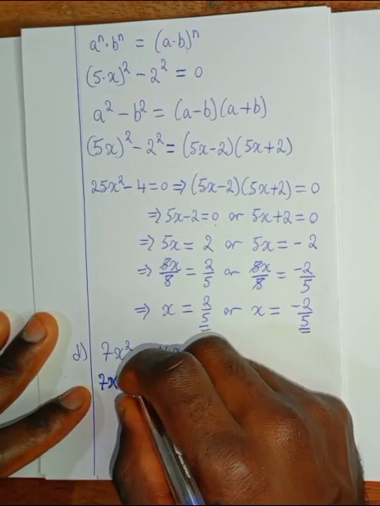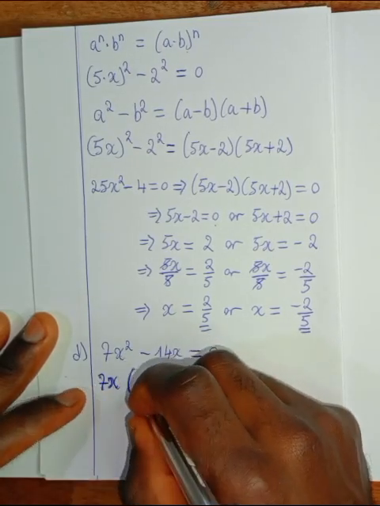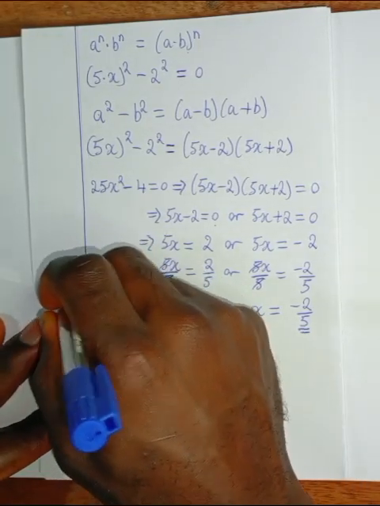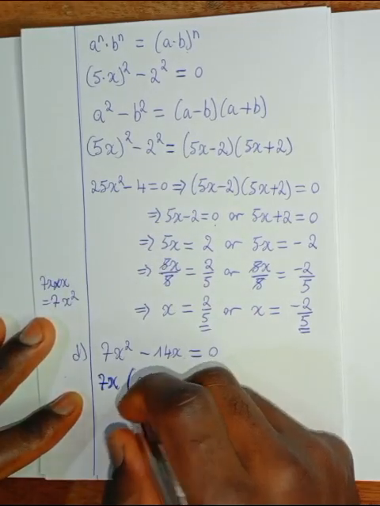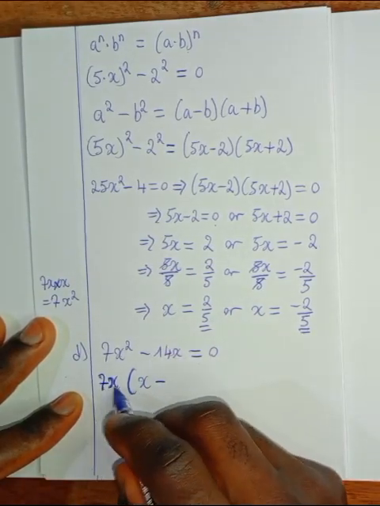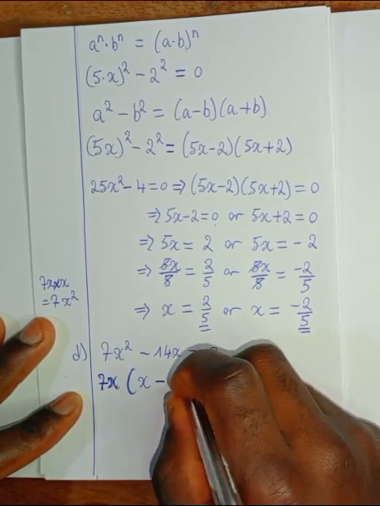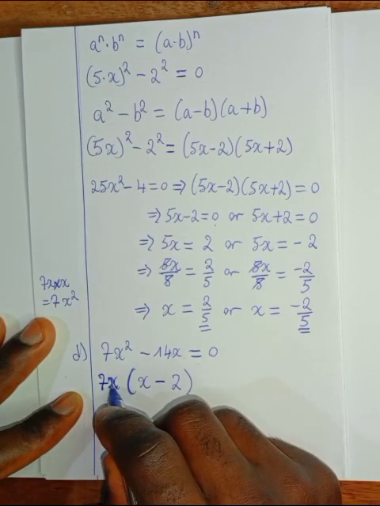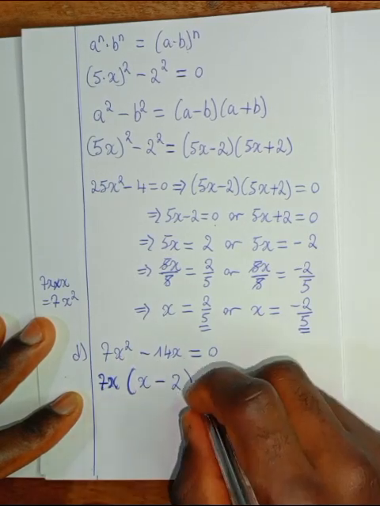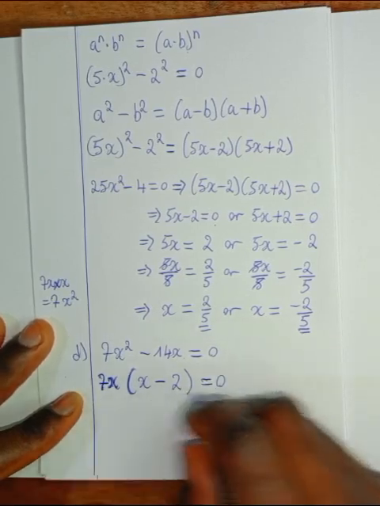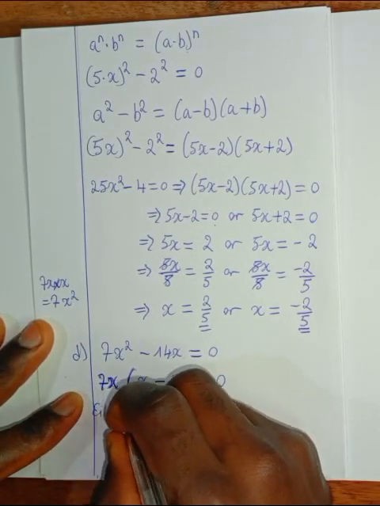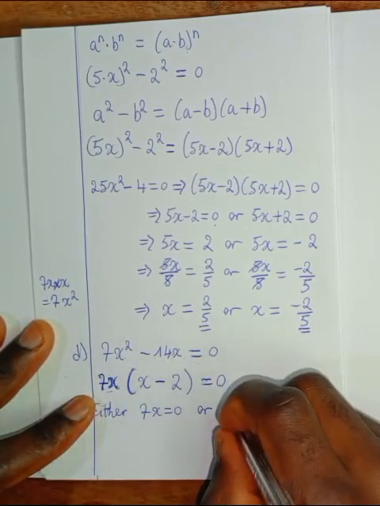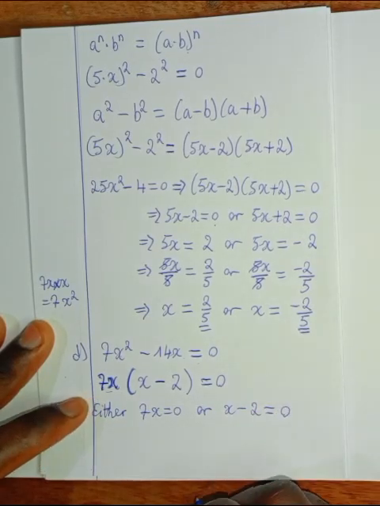We are going to open our bracket. 7x times x is simply equal to 7x squared. We put the minus sign. 7x times 2 will give us 14x. We know 7 times 2 gives us 14. Attaching this x, it gives us 14x is equal to 0. At this level, we are going to say either 7x is equal to 0 or x minus 2 is equal to 0.